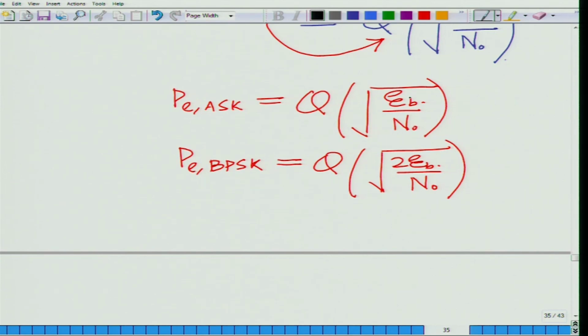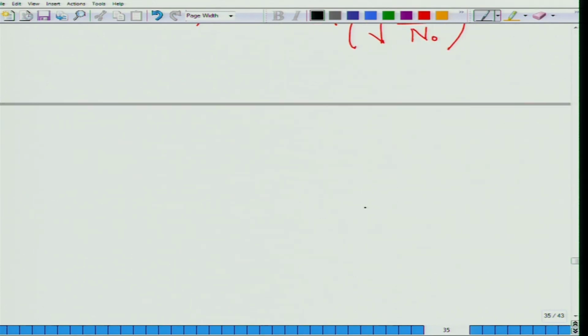It is important to realize that the Q function is a decreasing function of its argument, because the Q function represents the tail probability of the Gaussian probability density function of the Gaussian random variable. Therefore, as the argument is increasing, the tail probability is decreasing, therefore the Q function is decreasing.